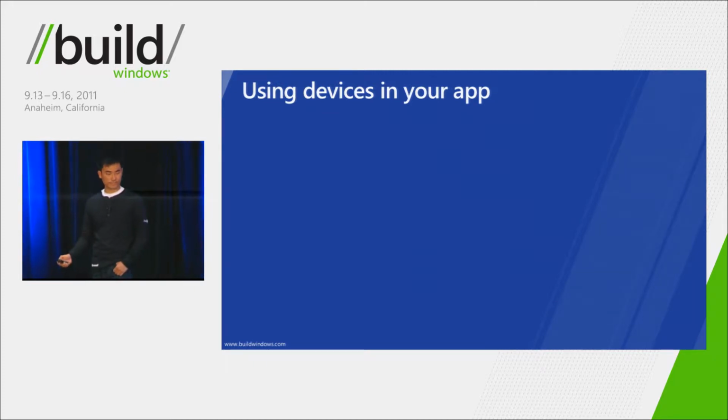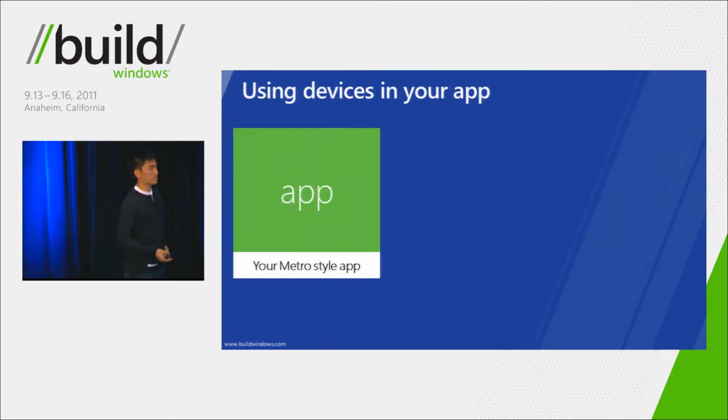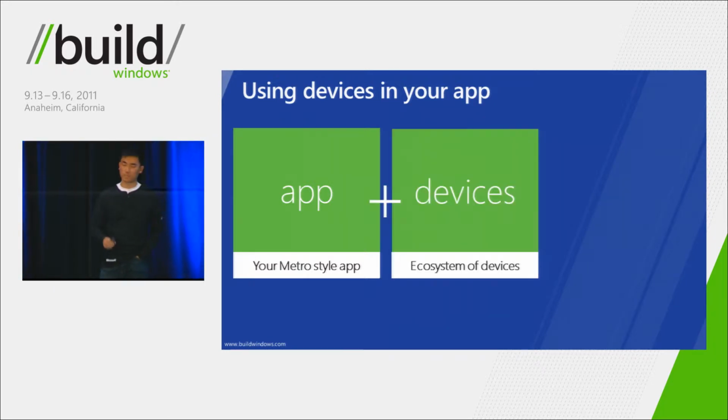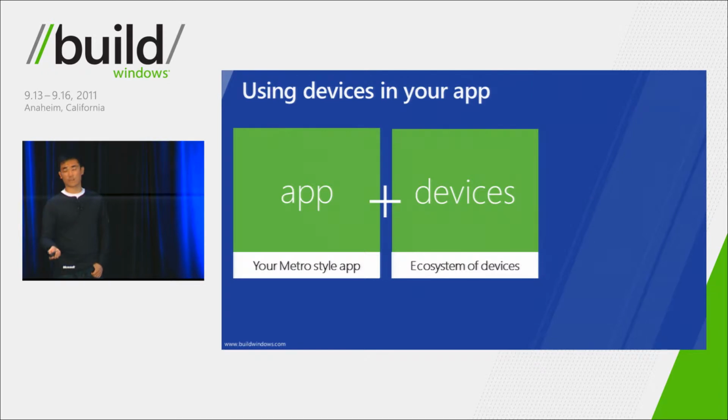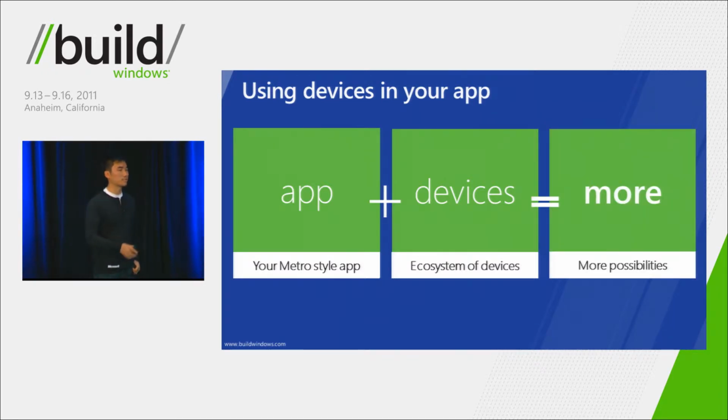All right, using devices in your app. So what did we talk about? To summarize all these demos, you can take your Metro-style app and make it better by using the devices that Windows supports. We showed demos with a GPS device, with mobile broadband SMS, with the location platform built into Windows. We showed also a digital camera. There's a variety of devices that you can use in your Metro-style app. And when you add it all together, you really create more possibilities and a lot more new scenarios in your application, and that can make it more compelling for end users.